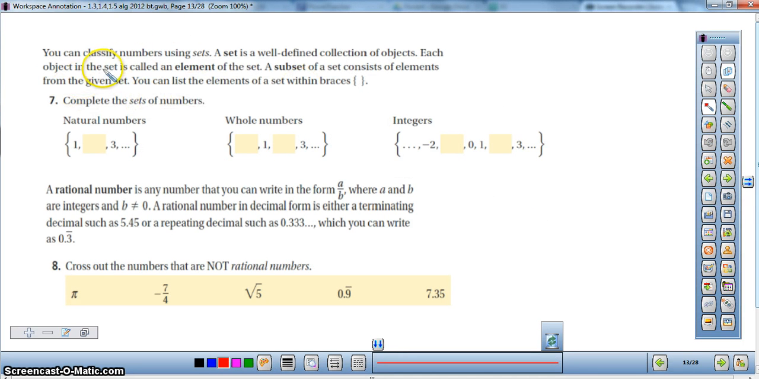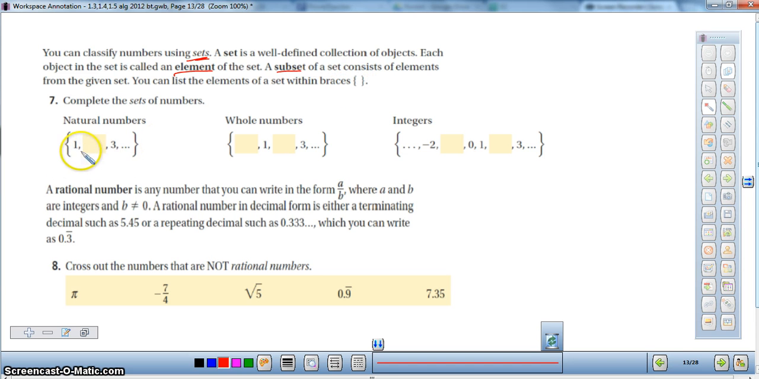So one of the things that they're going to talk about in classifying is that we can use set notation. That's these brackets, squiggly line brackets. A set is a well-defined collection of objects as you're filling in your notes. Each object is called an element of the set. A subset of the set consists of elements of the given set. We usually list our sets in these brackets.